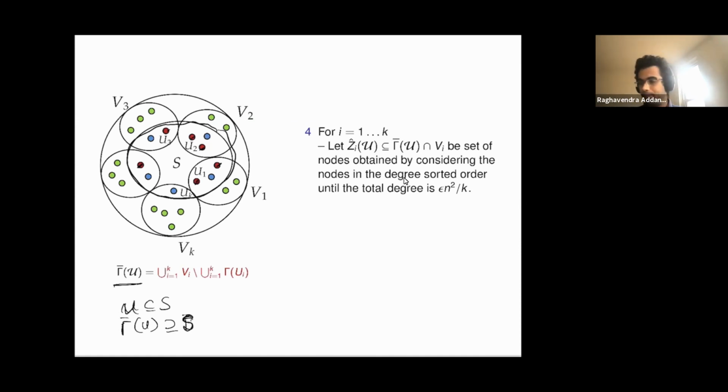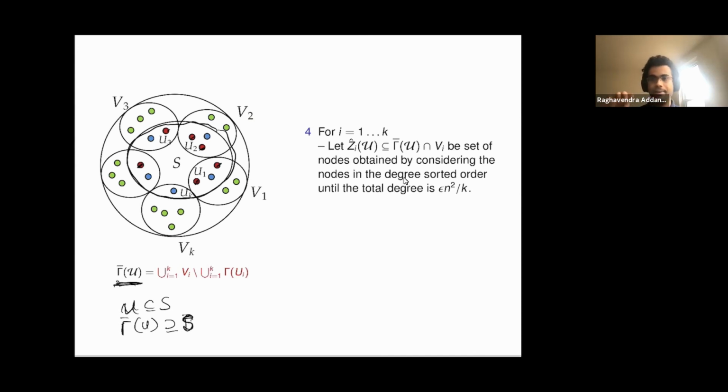However, the important thing to note is we are not running the previous algorithm on each partition separately. If we run the previous algorithm on each partition separately and look at all the nodes together and output them, the number of edges in our graph could be much bigger than epsilon n squared. So you have to look at all the partitions simultaneously, and that's why the tau bar of U is calculated over all partitions and not in each partition.